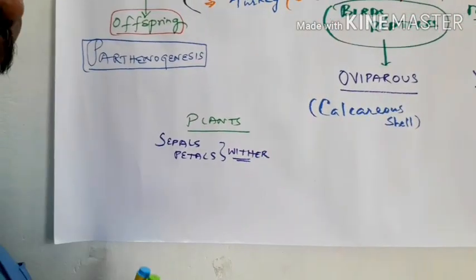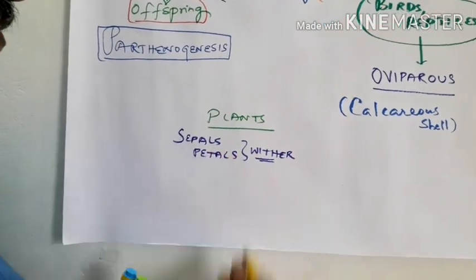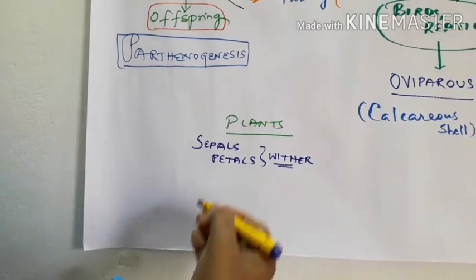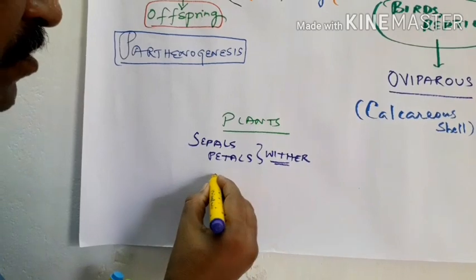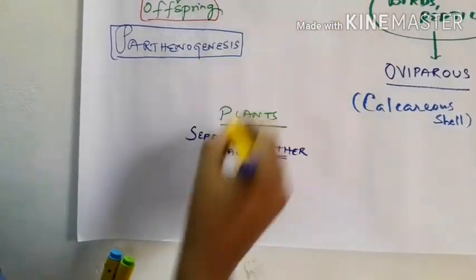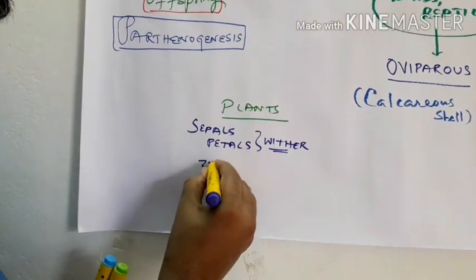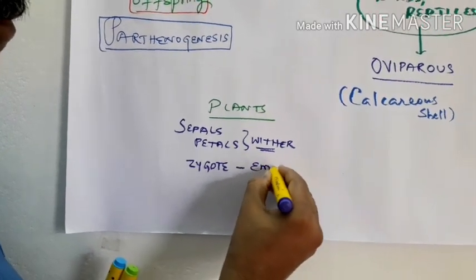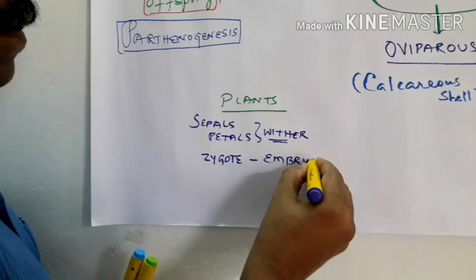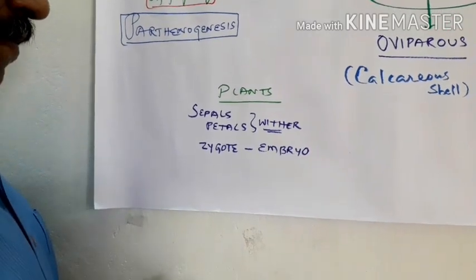They will automatically fall down, right? That's called, we say they get withered. And what are the organs inside the flower that's getting changed? So you can talk about that. That is, the zygote is developed. The zygote changes into the embryo. Fine, right? This is one thing we'll find.